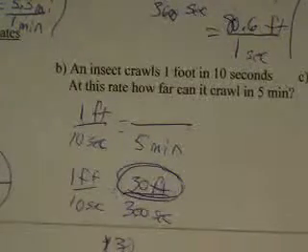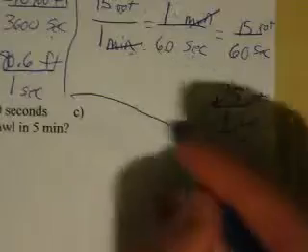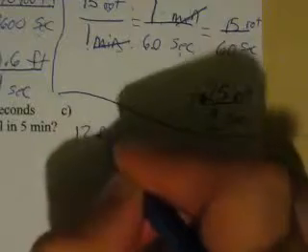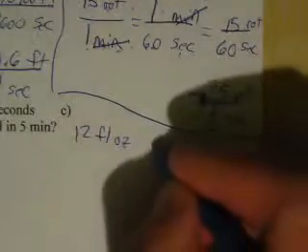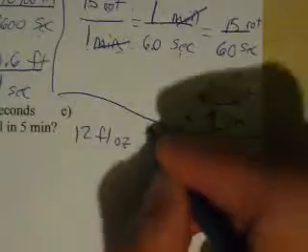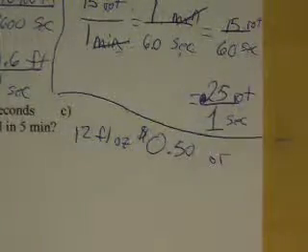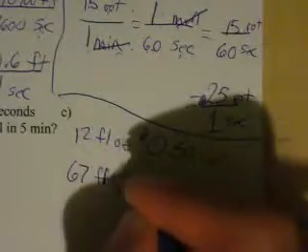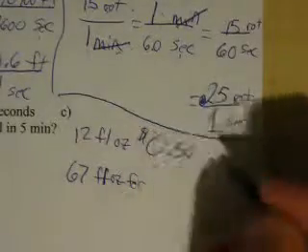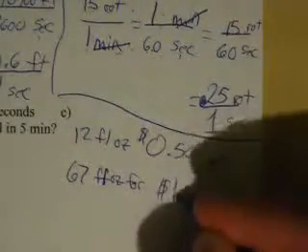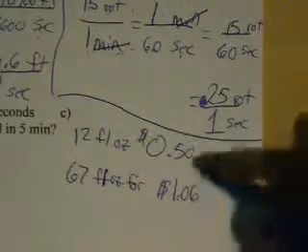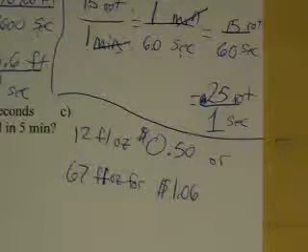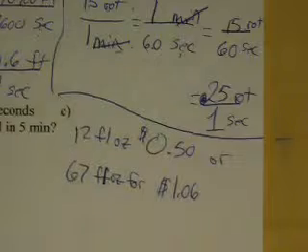Last example for you. This is going to be a which is the better deal? Which is the better buy? Would it be better to get 12 fluid ounces of soda for 0.50, basically 50 cents, or is it better to get a 2 liter, which I looked is 67 fluid ounces, for $1.06? I want you to set up your unit rates, divide, and see which of these is the better deal. Pause the video. When you're ready to continue, hit play.